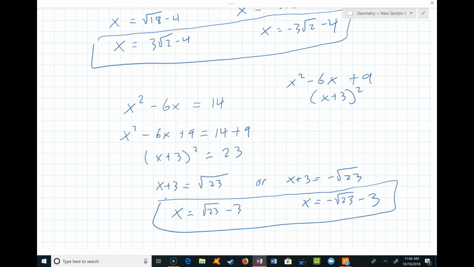Okay, so that's completing the square. I have one more method to teach you, and that'll be the next video. So stay tuned. You won't want to miss this last one.